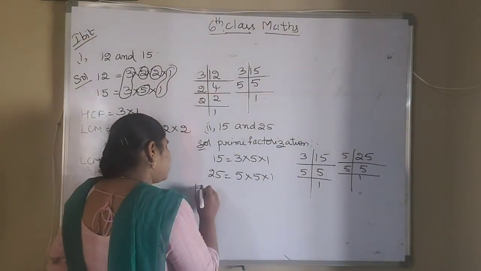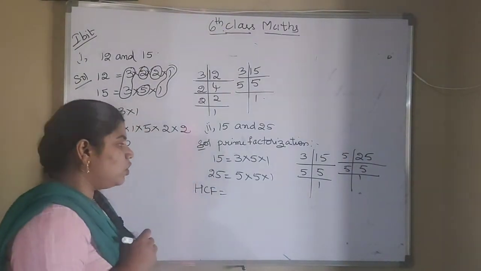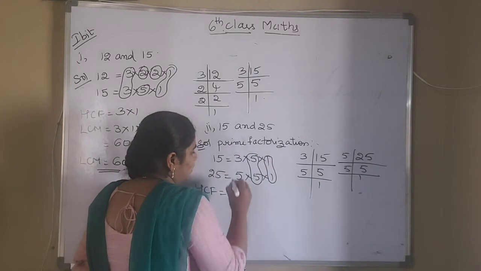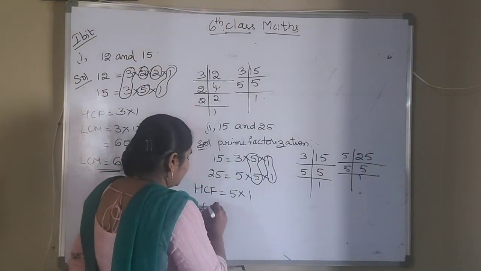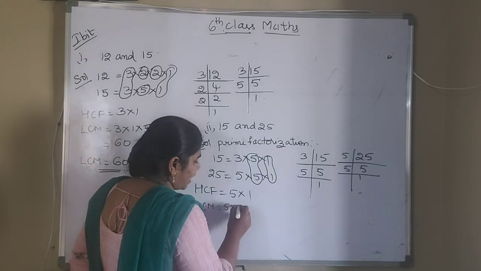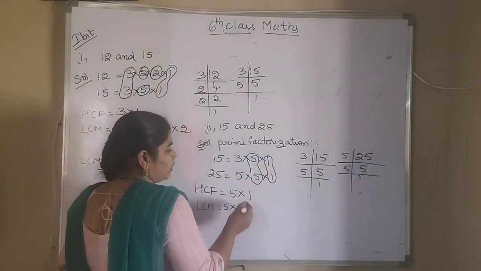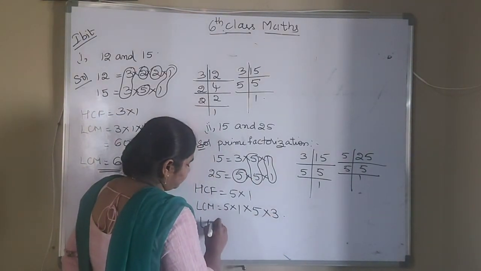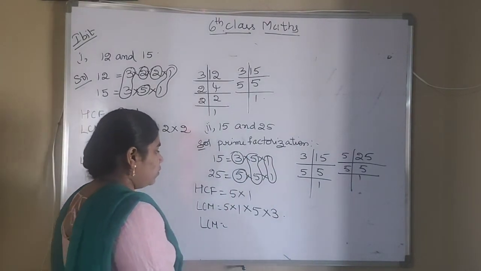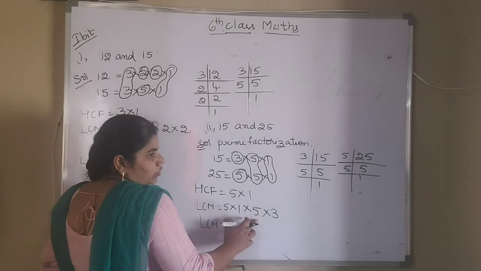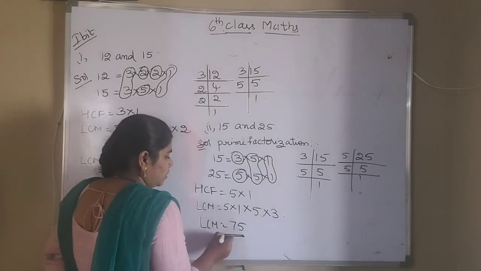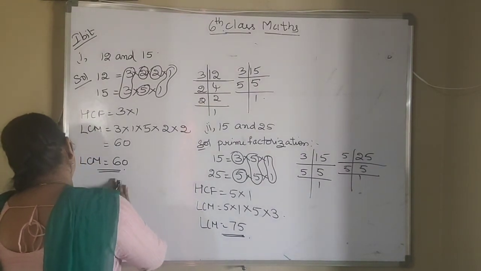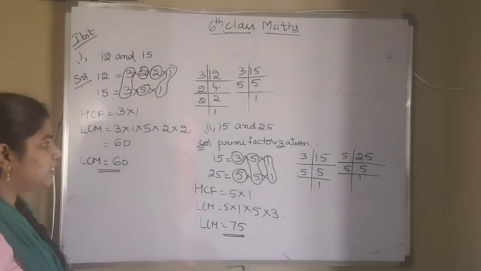Now what do we have to find first? We have to find the HCF value. What do we mean by HCF? Taking the common number in both the terms. That is 5 into 1. And LCM means this HCF value we write as it is, and the remaining numbers we include here. That is 5 into 3. Now you multiply. I wrote it here. Okay. Now 5 5's are 25, 25 3's are 75. Okay, so we got the LCM value as 75.